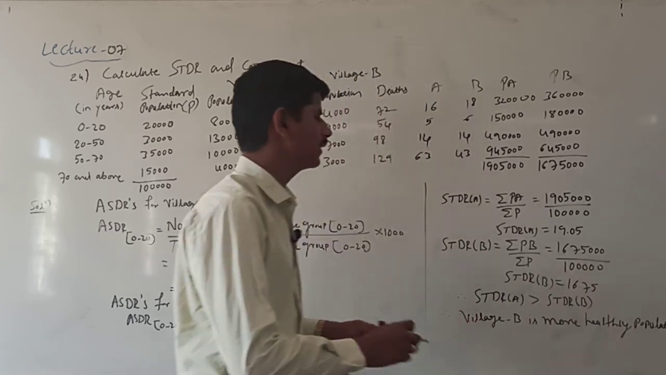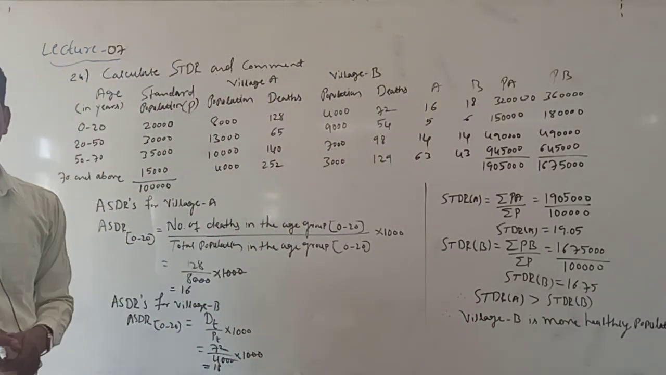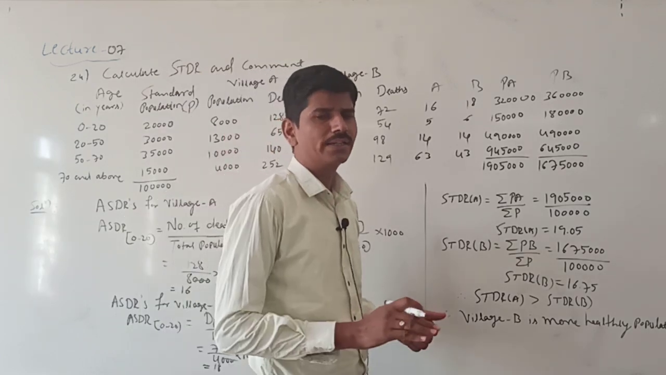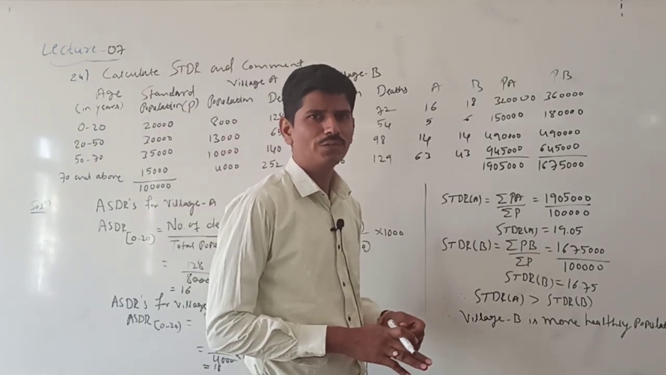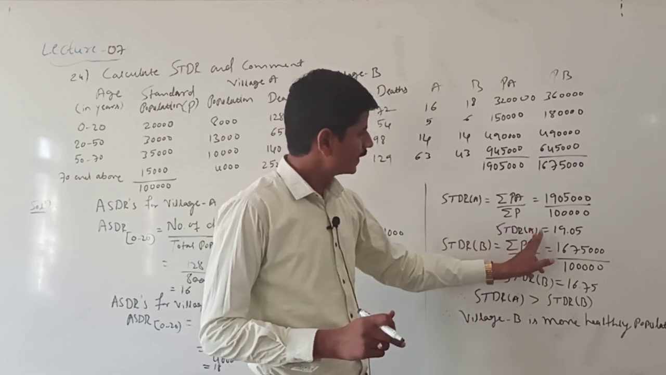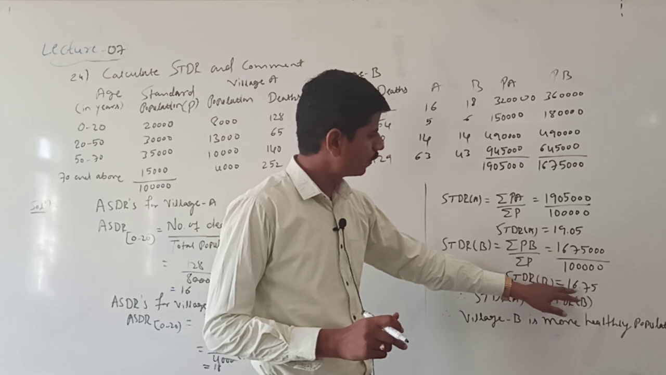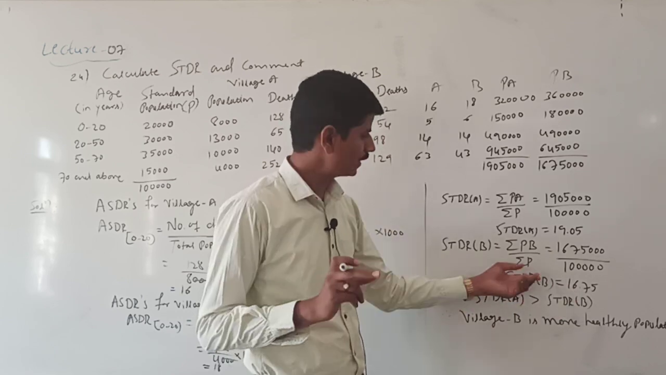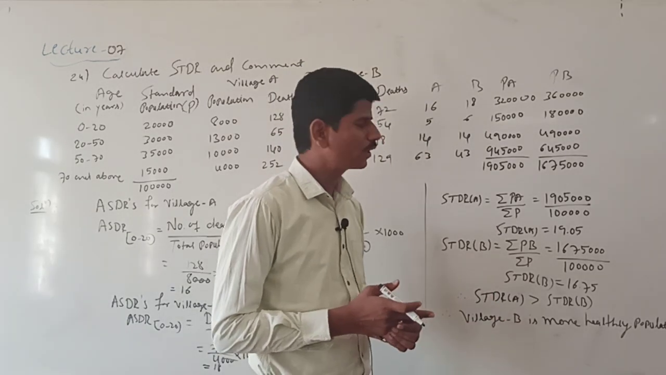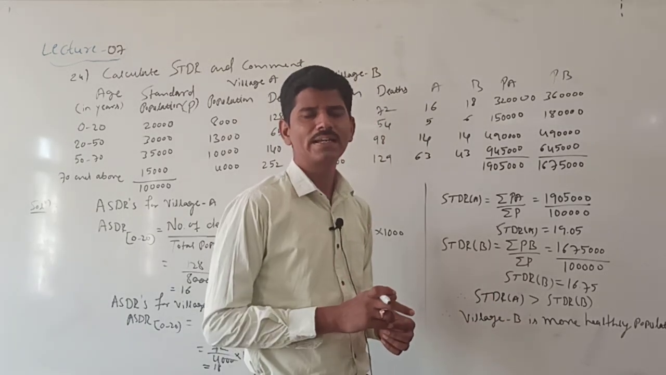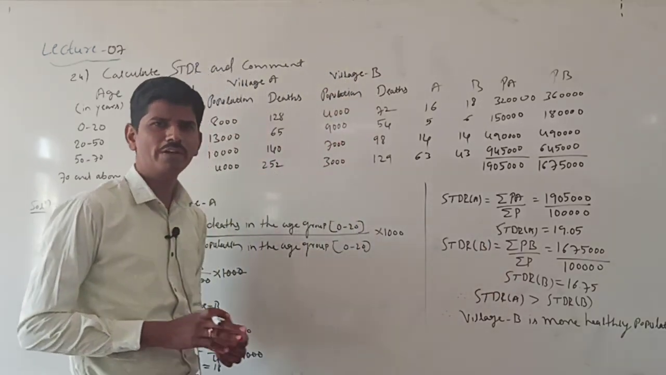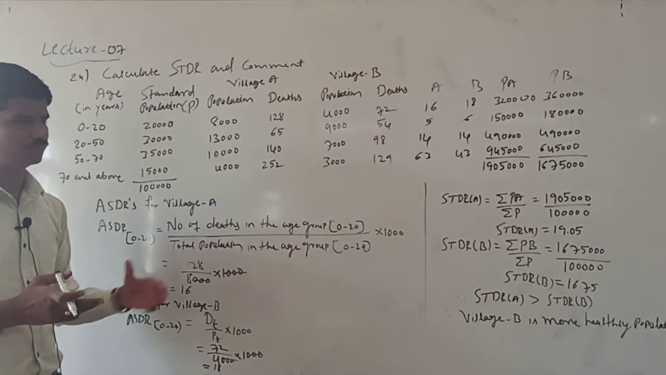Village B is more healthy population because here the population which has STDR minimum is the healthy population. Here STDR for A is 19.05 and STDR for B is 16.75. Here minimum value is what? 16.75. That is village B. Therefore, the village B is more healthy population. The lesser the value of STDR is the more healthy population. It is a 10 marks question, very important question, fixed question.